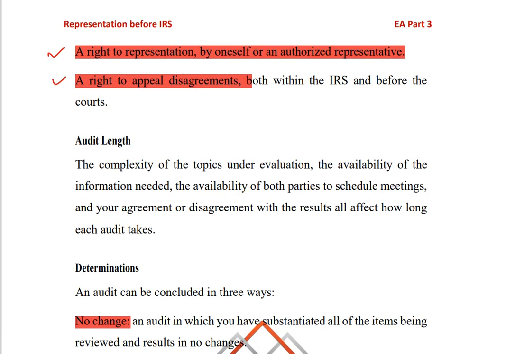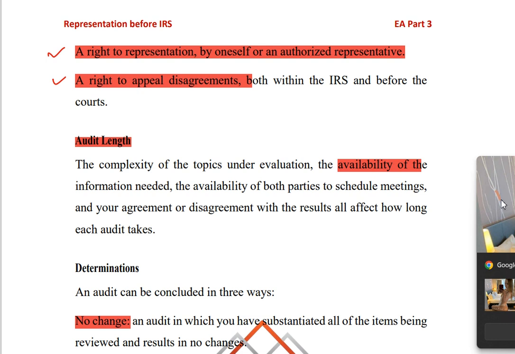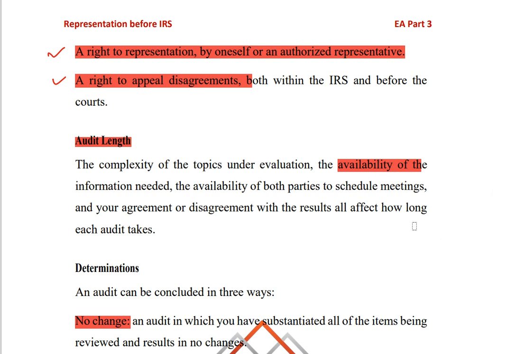Typically, the length of the audit depends on the availability of the documentation and both parties attending the meetings. So if there are disagreements or agreements, it depends on how smoothly the audit goes. If the audit goes really smoothly, then it doesn't take much time. But typically, a field audit can take several days.